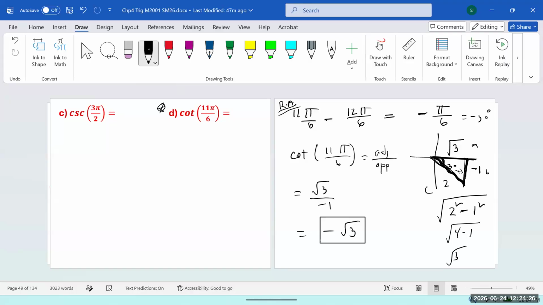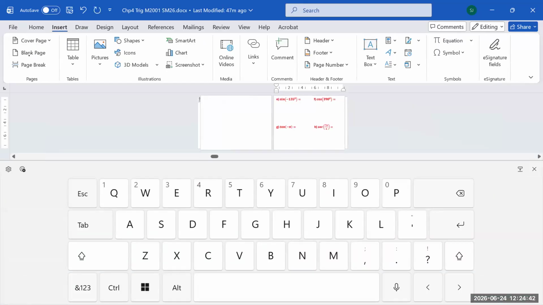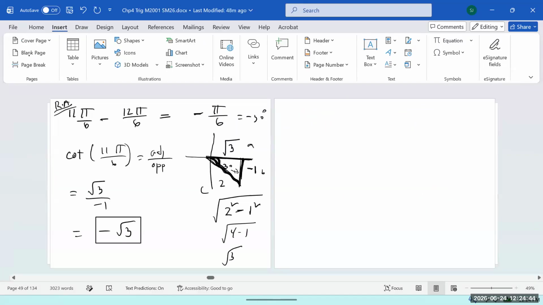So yeah, instead of converting at the beginning, you can convert at the end from radians to degree. Or you can do the other way around. You can convert at the beginning and then work with the reference angle. So if you convert at the beginning, the second method.